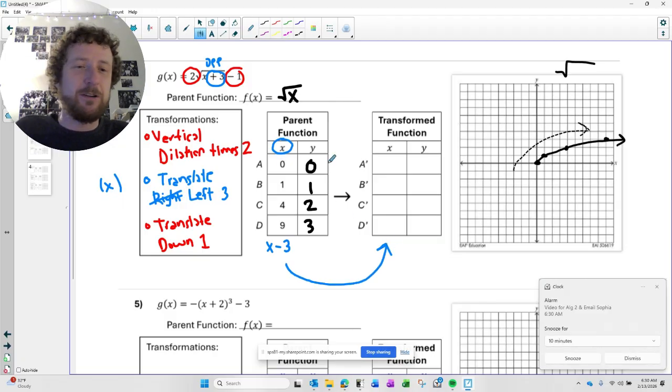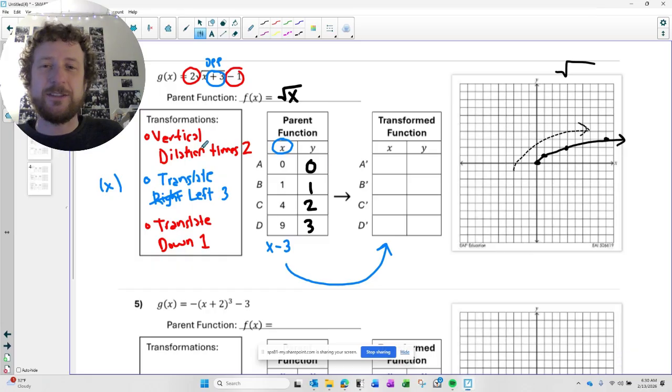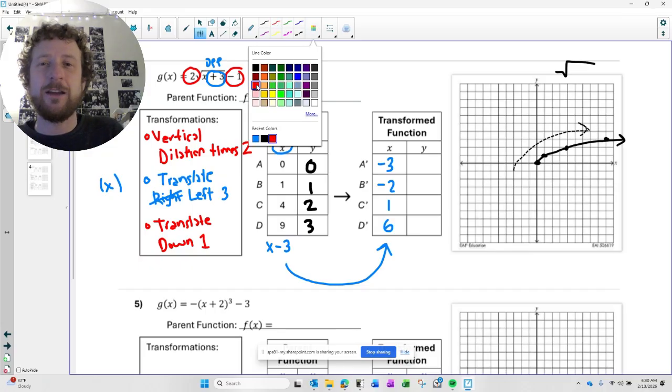So I take that 0 and move it left 3. 0 minus 3 is negative 3. That's going to be my new starting x coordinate. 1 minus 3 is negative 2. 4 minus 3 is 1. 9 minus 3 is 6. What I'm doing down here is writing myself an instruction to take the parent function, the old x coordinates, and change them to the transformed function, the new x coordinates. And I'll do the same thing for y.